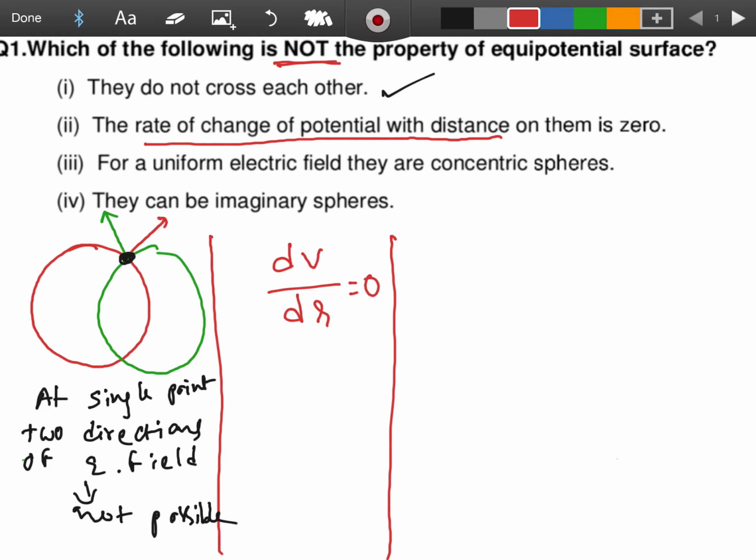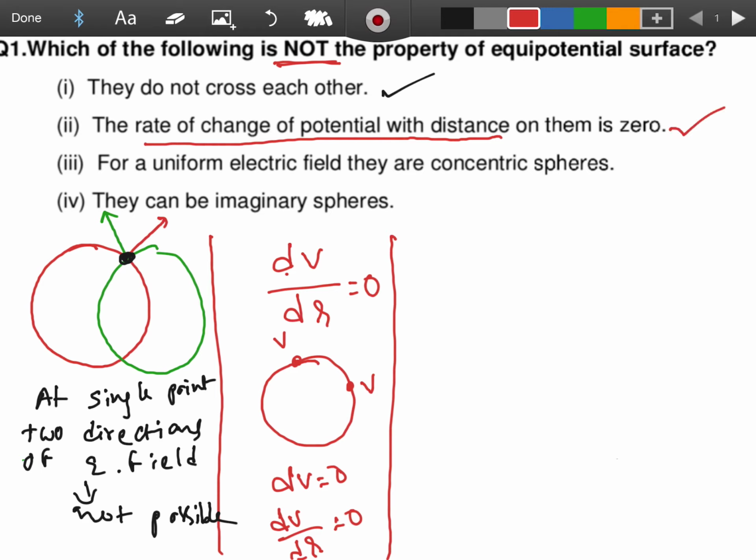I told you this is an equipotential surface. So at this point the potential is V, at this point the potential is V, because everywhere the potential is V. So what is dV? dV means change in potential. When the potential is constant, the change is 0. So dV will be 0, so dV by dr will also become 0. So this is also a right answer.